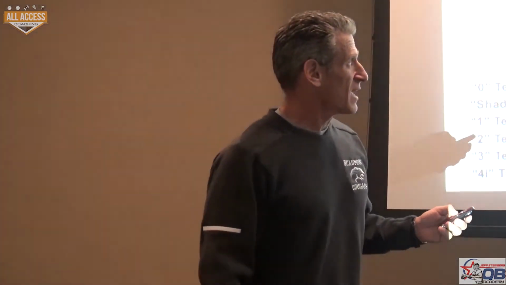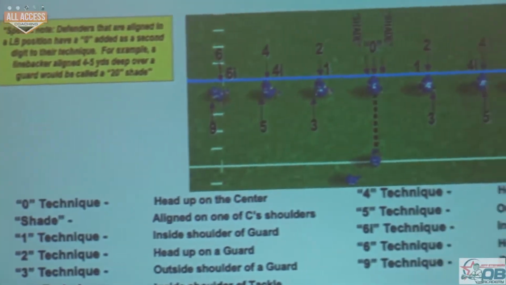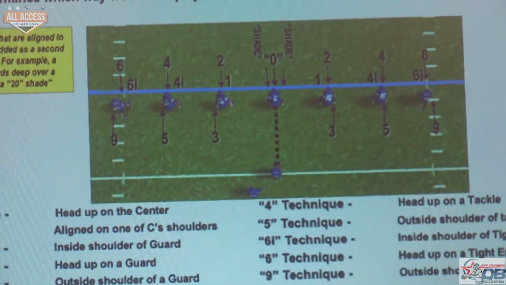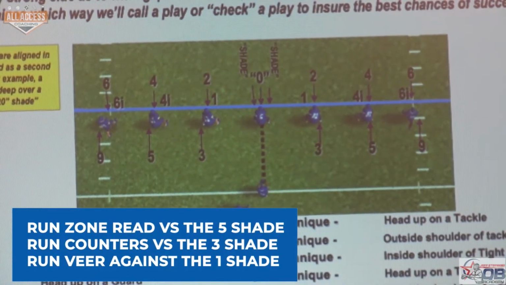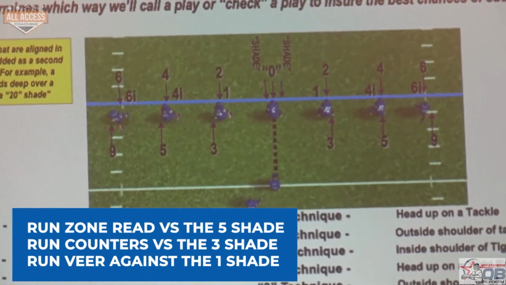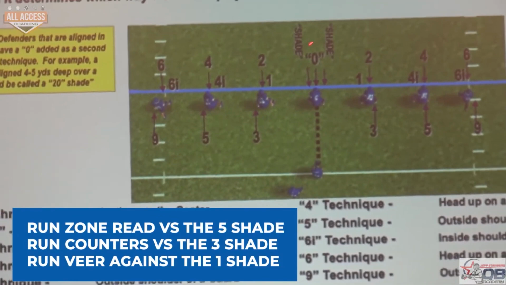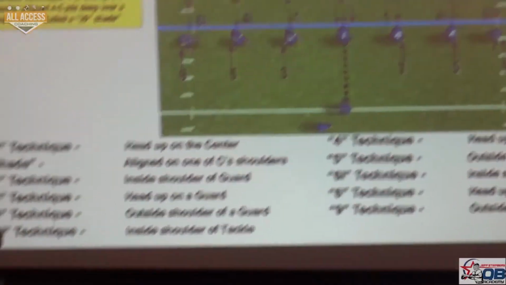So for instance, anybody that would be lined up in a 5 versus our offense would be outside shade of the tackle. We would want to identify them because in our zone read, we will generally read a 5 shade. If somebody is playing a 3, we love running counter and power to the 3 shade. Versus if somebody is in a 1 shade, there's other types of plays that we're going to run towards that as well.